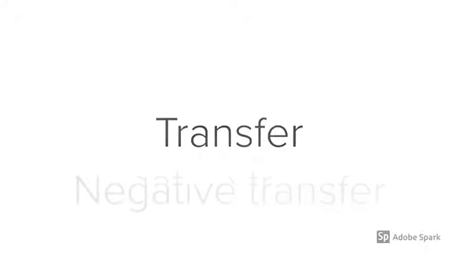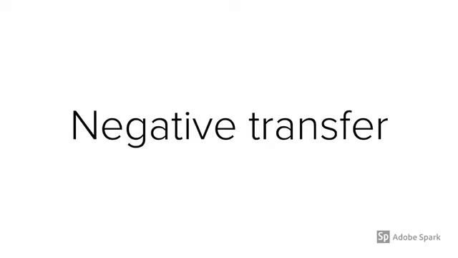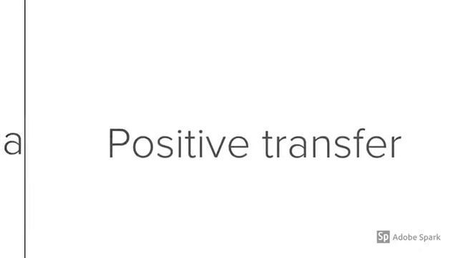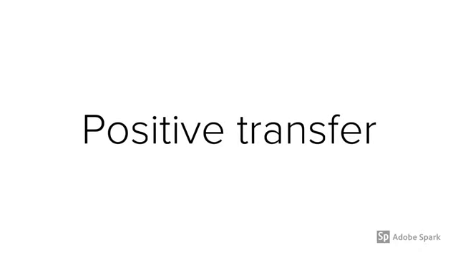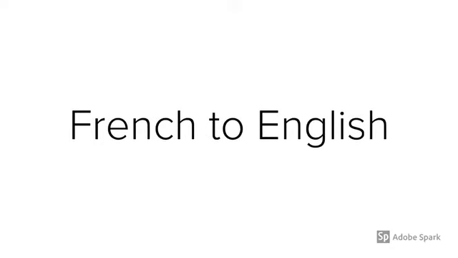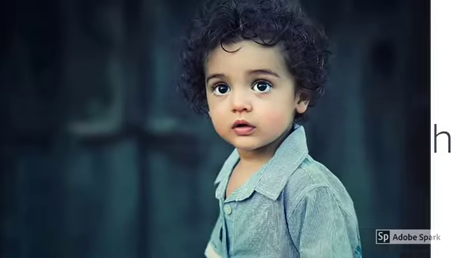Let me explain. Negative transfer might refer to transferring a linguistic item incorrectly from one language to another, whereas positive transfer refers to the idea of correctly assuming that how it works in one language, presumably your native language, is the same way it works in the new language. I definitely transferred, for example, my knowledge of French to help me with my English when I was a child.